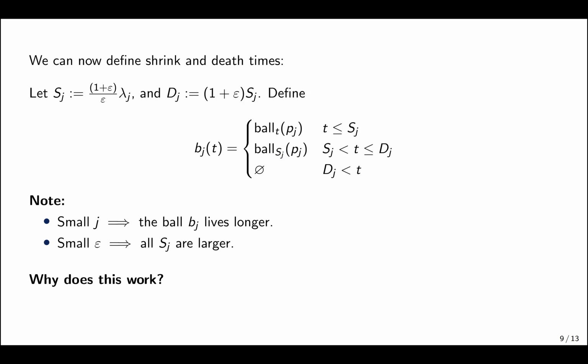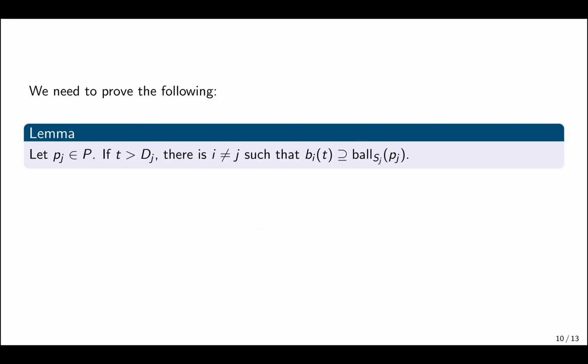And now we still have to check, why does this precise definition actually work? And why do we get a good approximation and a filtration in the end? For the question of why we get a filtration, we have to prove a lemma like the following one. Let Pj be any point in P. If t is larger than the death time, we want some ball with index i such that the final sized ball around Pj is included in this ball. So we don't ever delete anything from the set which was not already contained in another ball.